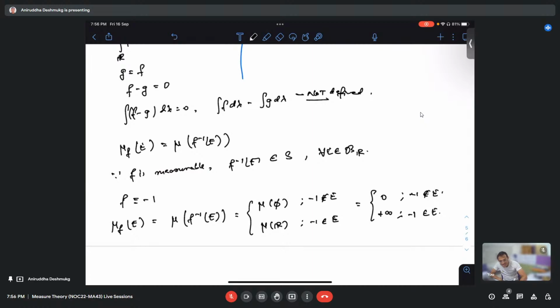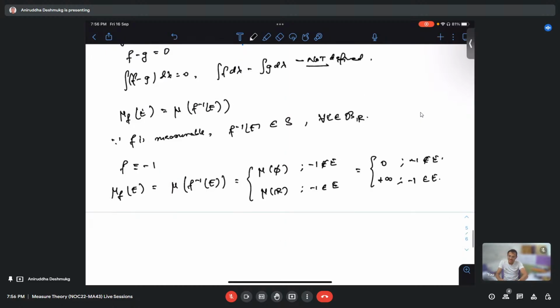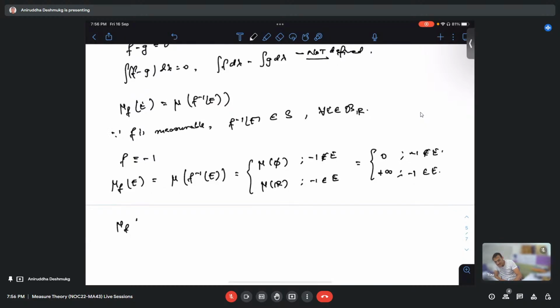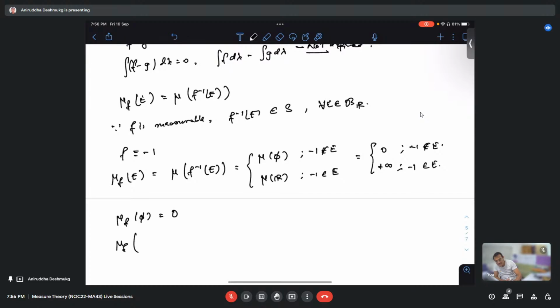So with this definition, is mu f a measure? Let us quickly check it. Is mu f of the empty set 0? Yes, it is 0, because minus 1 does not belong to the empty set. What about countable additivity? If we have a disjoint union of E_n, again there are two possibilities. Either it is 0 when minus 1 is not in this union, and it is plus infinity when minus 1 is inside this union, right?